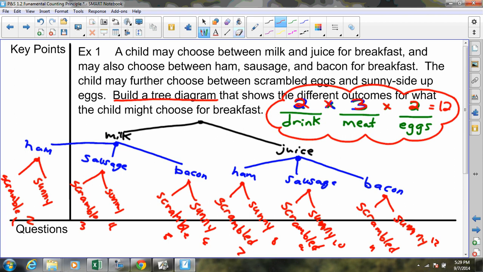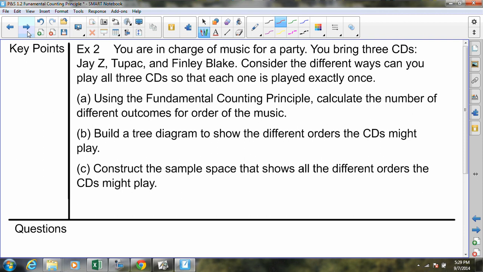You'll also note this tree diagram got really, really tedious. If you look at level 2 in the blue, ham, sausage, bacon, ham, sausage, bacon. They just got repeated. You look in the red, scramble, sunny, repeated over and over. You keep repeating the same thing over and over because at each one of these points, we had to make the same choice. We had the same options over and over and over. That won't be the case for every single tree diagram. Our second example is actually a case where we have that going on.